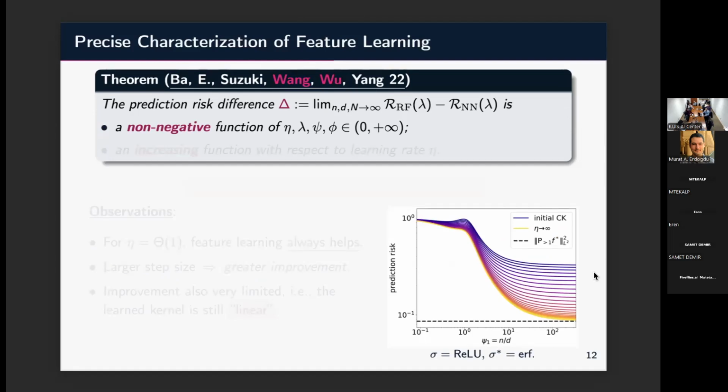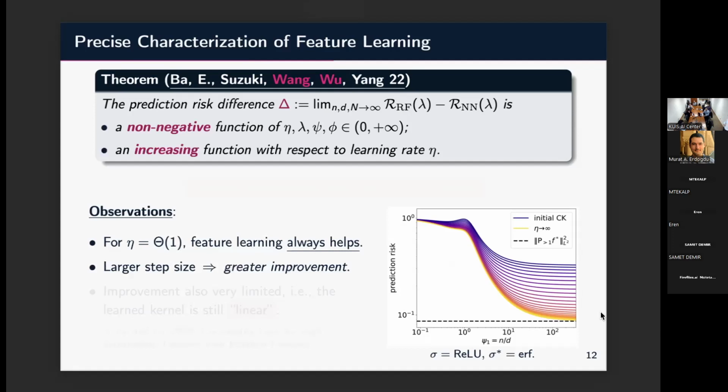It turns out we can actually compute this delta precisely. It's a bunch of ugly math equations, but it has some nice properties, and that's what I'm going to show you here. Delta is always non-negative. That means that if you take a gradient descent iteration, you can never make it worse. It's always good to have feature learning. The brighter the curve, the larger the step size. So if you increase the step size, your risk curve is decreasing all the way. That's a good thing, so you're always improving.